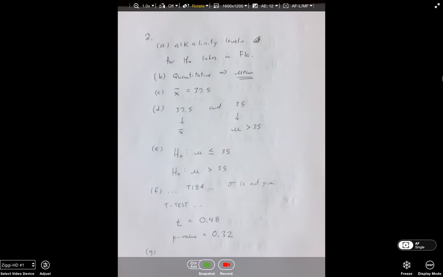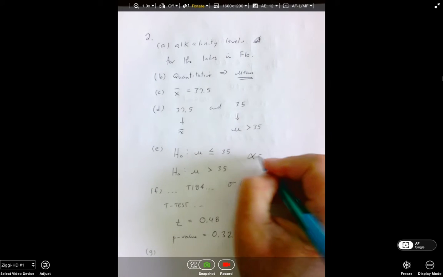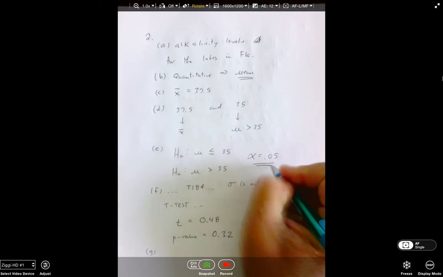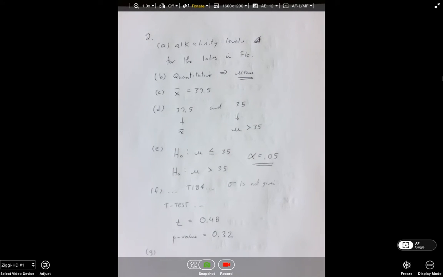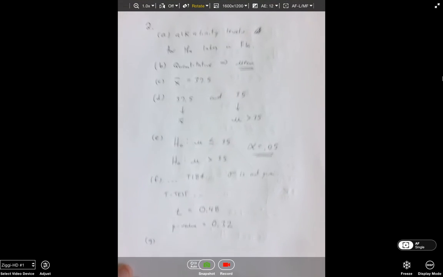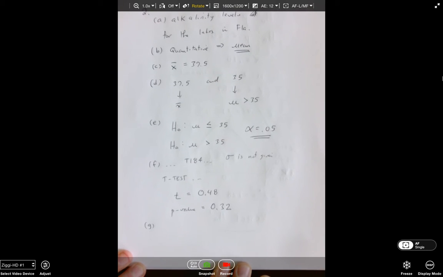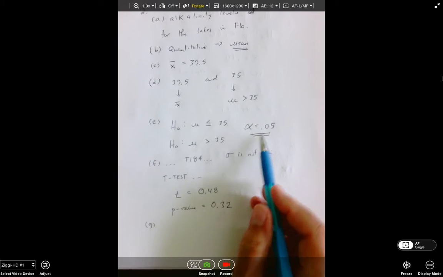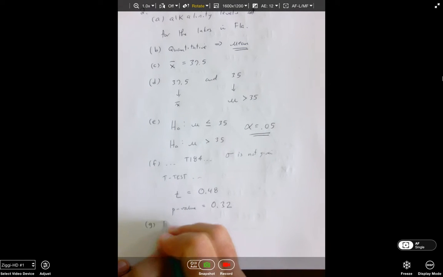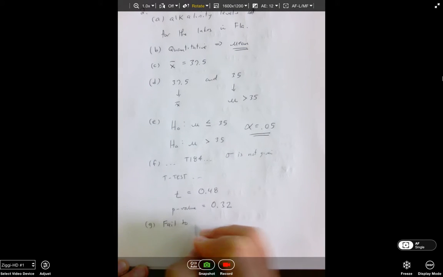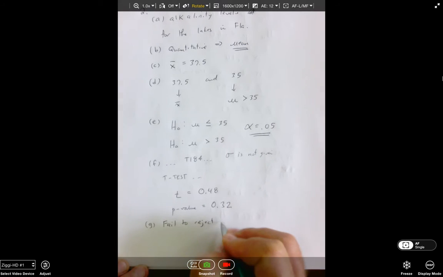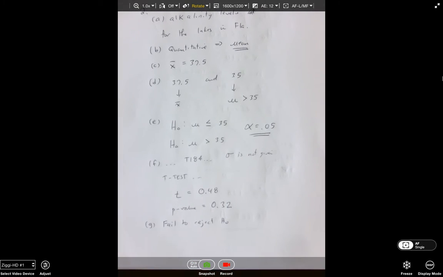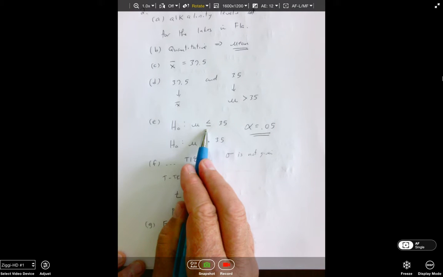G. What is the appropriate decision? Our p-value, again, our alpha wasn't given in this problem. So anytime your alpha is not given, you have a default of the industry standard, which is 0.05. So part G, what's the appropriate decision? Well, our p-value is greater than our alpha, so we fail to reject. We can't reject that statement.